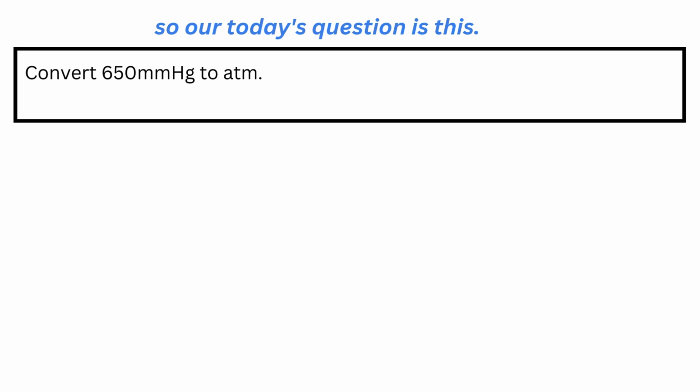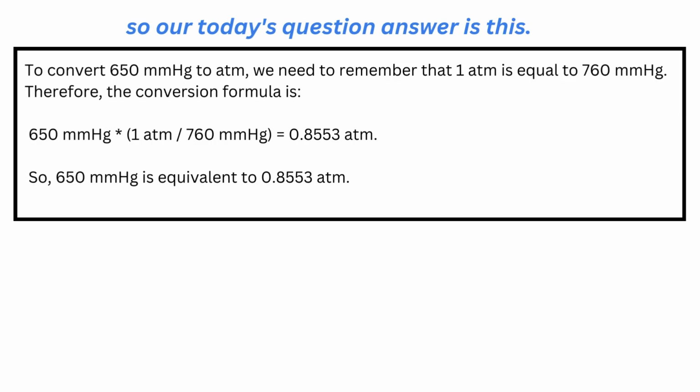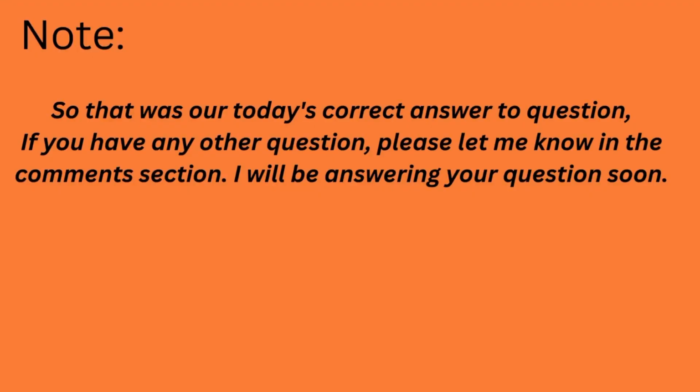Convert 650 mm Hg to ATM. The correct answer is: to convert 650 mm Hg to ATM, we need to remember that 1 ATM is equal to 760 mm Hg. Therefore, the conversion formula is 650 mm Hg × 1 ATM / 760 mm Hg = 0.8553 ATM. So 650 mm Hg is equivalent to 0.8553 ATM. So that was our today's correct answer to the question.